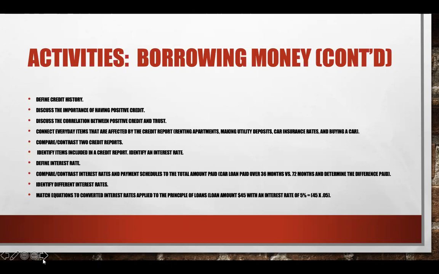Discuss the correlation between positive credit and trust. Connect everyday items that are affected by the credit report: renting apartments, making utility deposits, car insurance rates, buying a car, anything you can do.